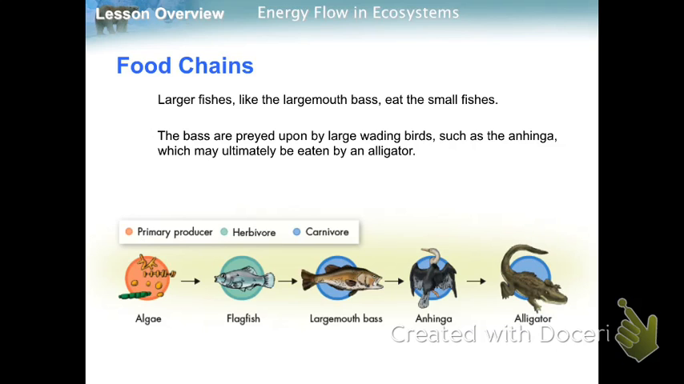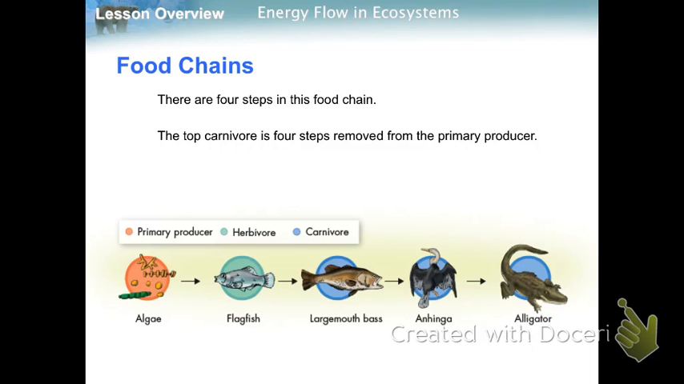And then the top level predator here is the alligator. So I called this 5 links. There are 4 steps of energy transfer, which are the arrows. The top carnivore, the alligator, is 4 steps removed from the primary producer.